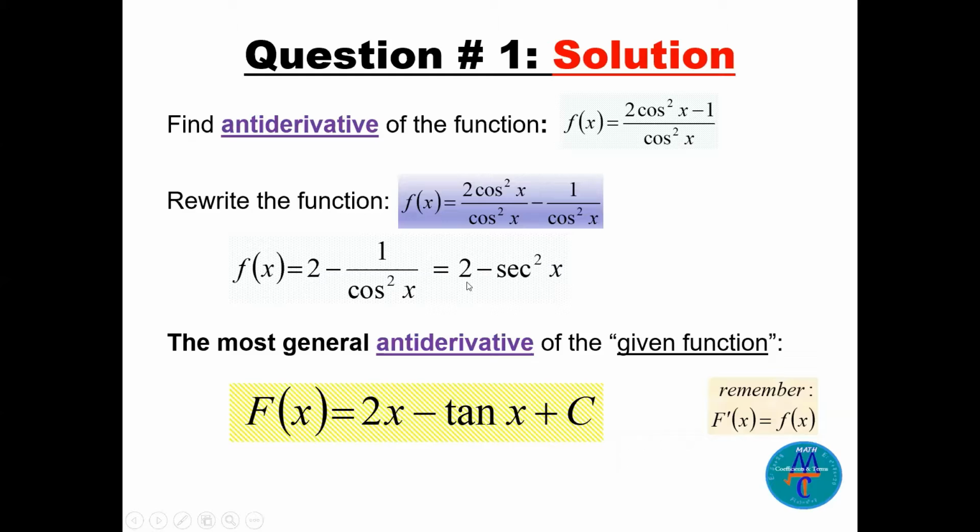So let's find a function whose derivative is 2. This will be 2x. A function whose derivative is secant squared of x is tan of x. So the most general antiderivative of the given function f is capital F of x equals 2x minus tan of x plus capital C.